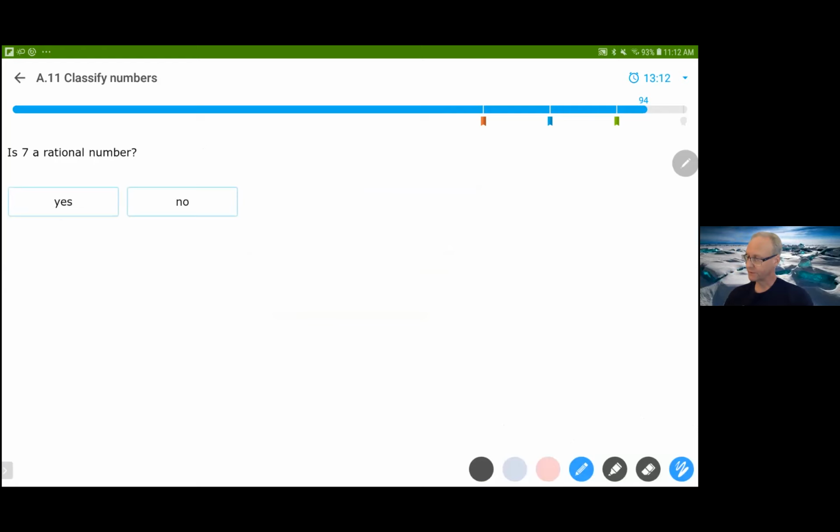Is 7 a rational number? Of course. 7 over 1 is a ratio.